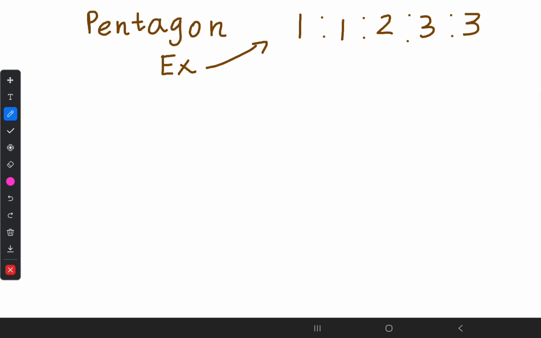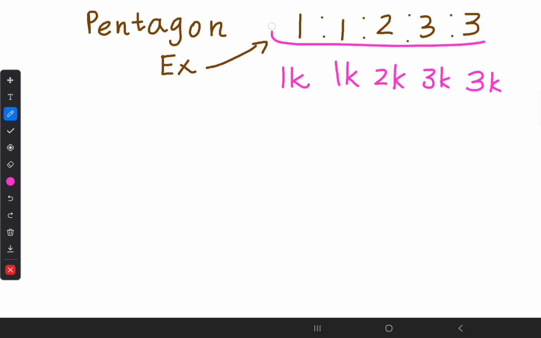If you have a ratio, you should multiply it by a constant. For example, I will multiply everything by k. So this angle would be 1k, this angle 1k, 2k, and 3k, and this is also 3k. These are ratios. We don't know whether this is 1 degree or 10 degrees, 10, 10, 20, 30, 30 is possible, 100, 100, 200, 300, 300 is also possible. So we don't know the constant. That's why I used a random constant.